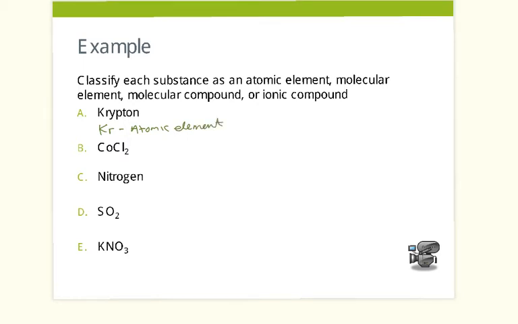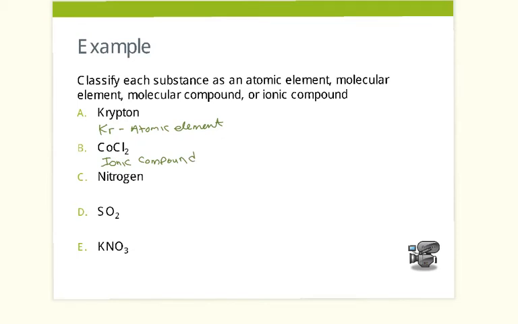Cobalt chloride. Cobalt is on the left side of the periodic table, so it is a metal, and chlorine is on the right side, so it's a nonmetal. So that will tell us it's a compound, because first it has 2 different elements in it. That tells us it's a compound. And now that we have a metal and a nonmetal, this gives us that it's an ionic compound.